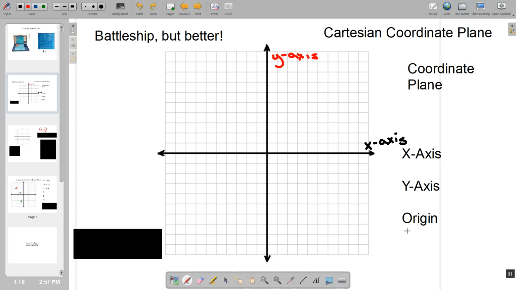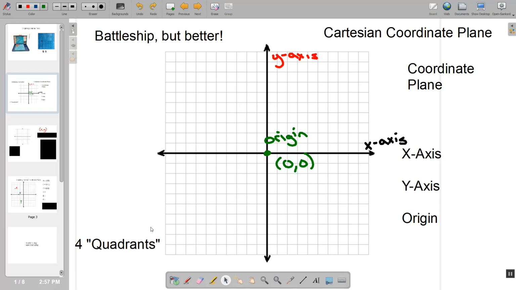Now, the origin is just the center of the Cartesian coordinate plane. It's right here. The origin, or the point 0, 0. Now, the last piece of vocabulary are the fact that we have 4 quadrants. Okay, quad means 4. That means there are 4 corners of our grid. Quadrant 1, quadrant 2, quadrant 3, and quadrant 4.